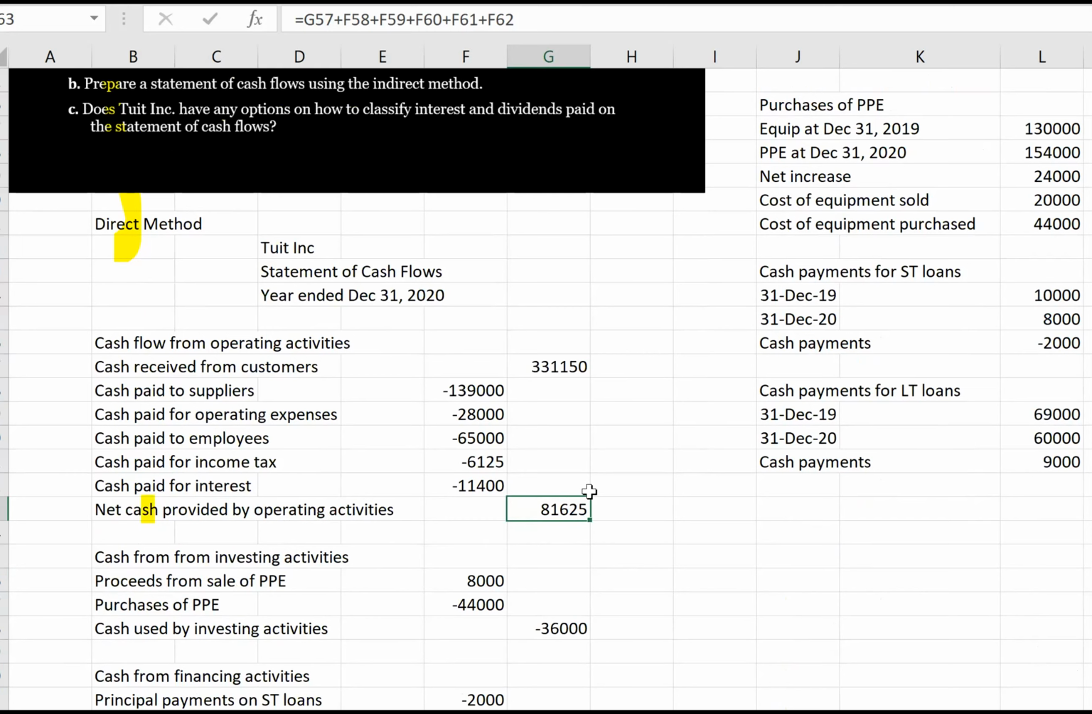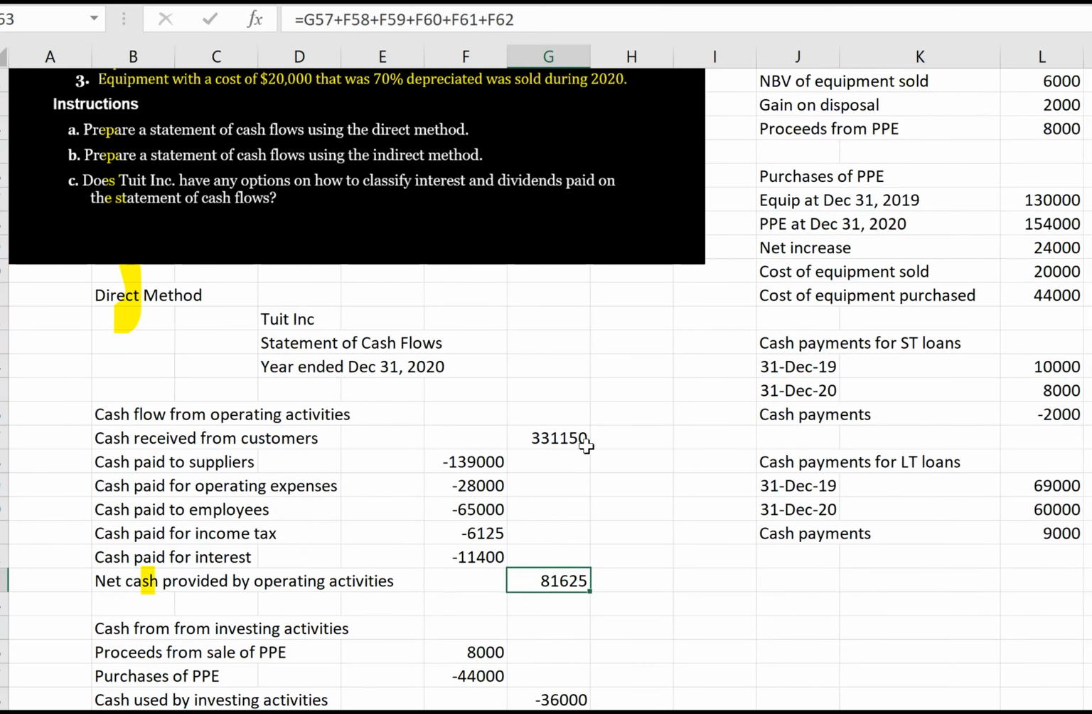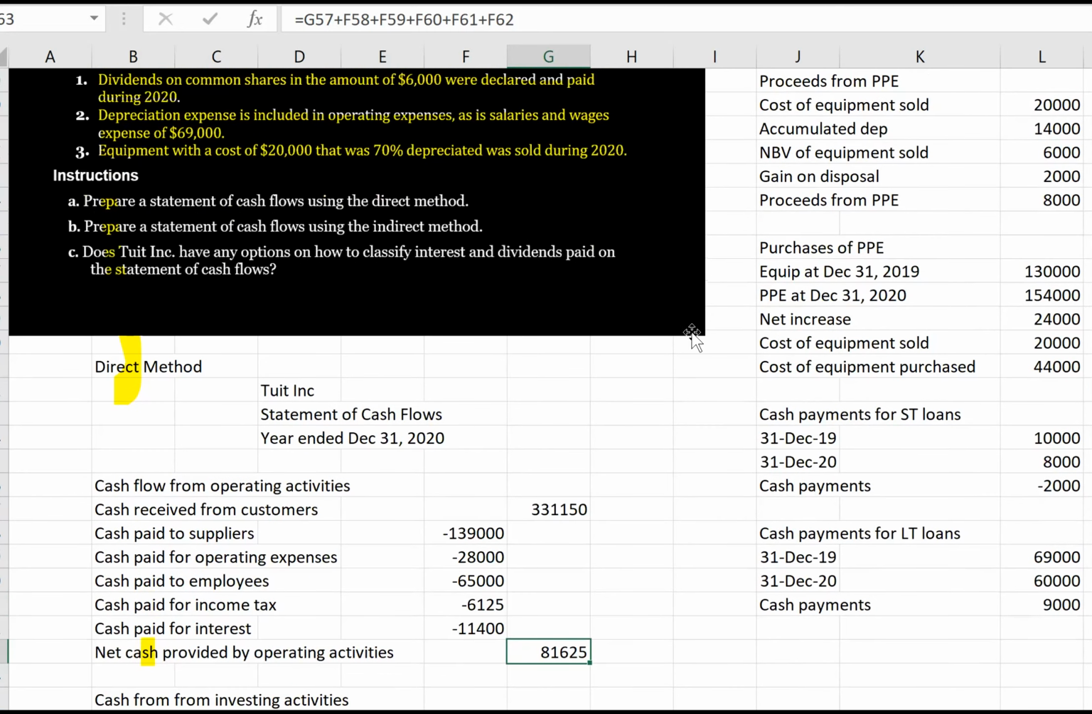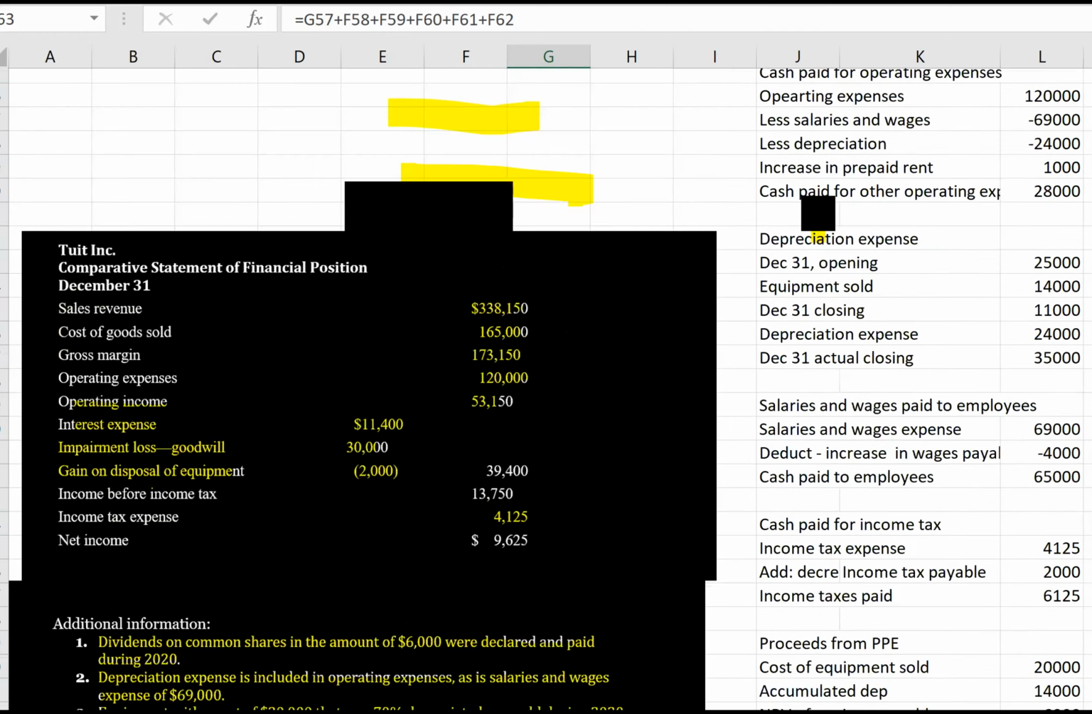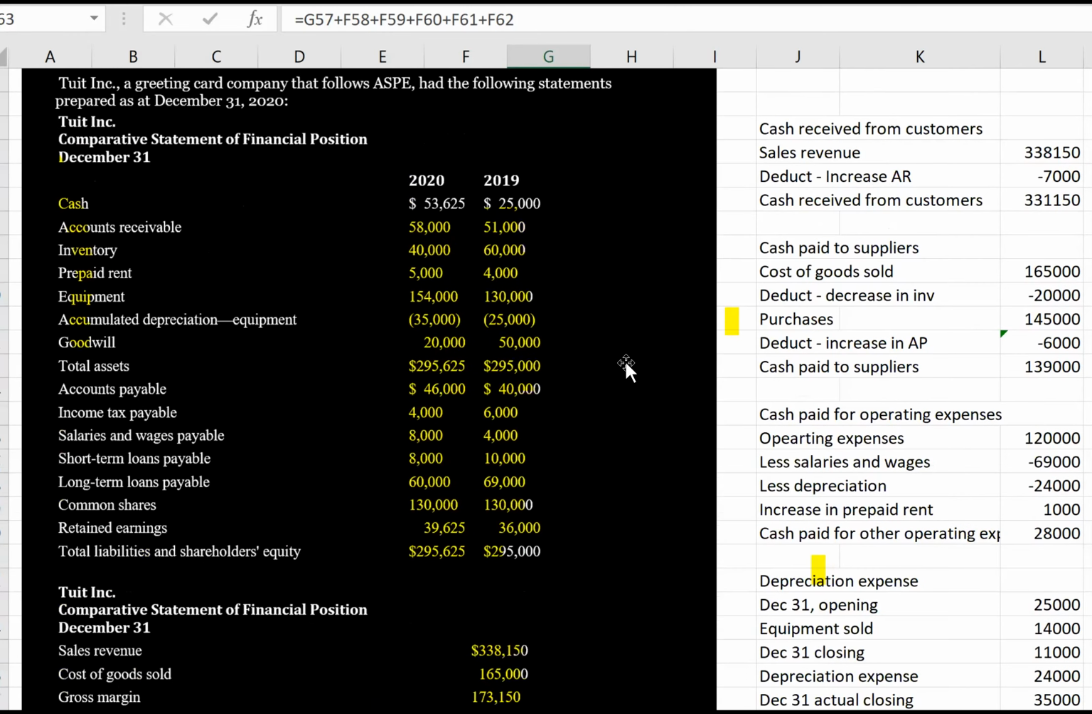So that is the completion of this question. Thanks for bearing with me throughout this long question, but I do hope it gave you a good overview of the direct versus the indirect method of creating cash flow statements.